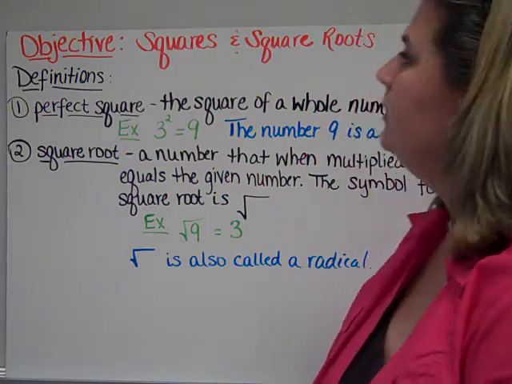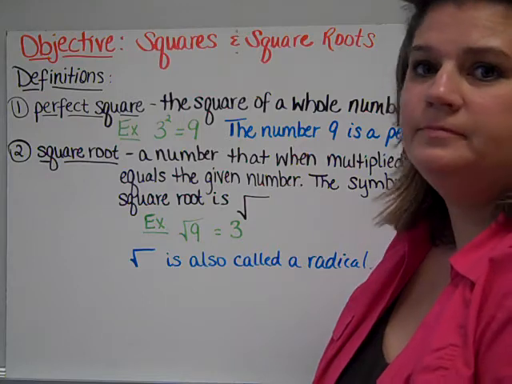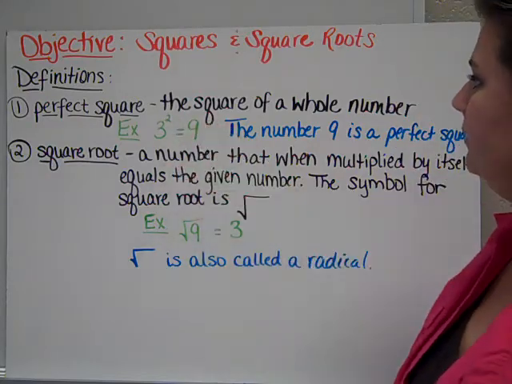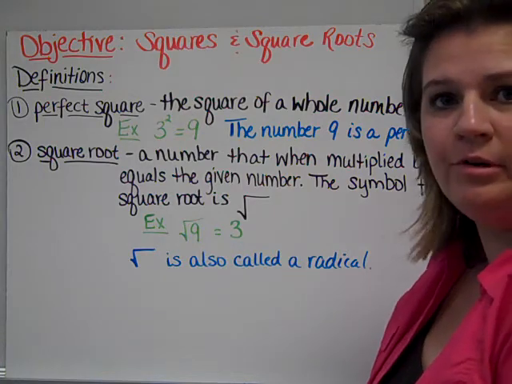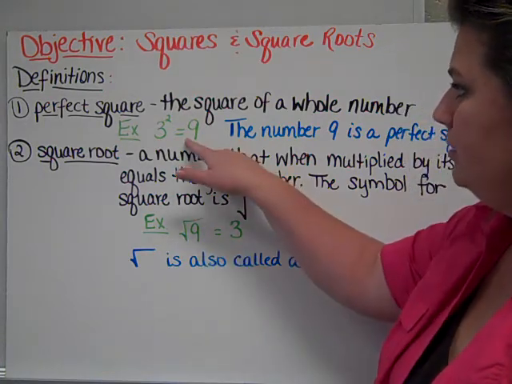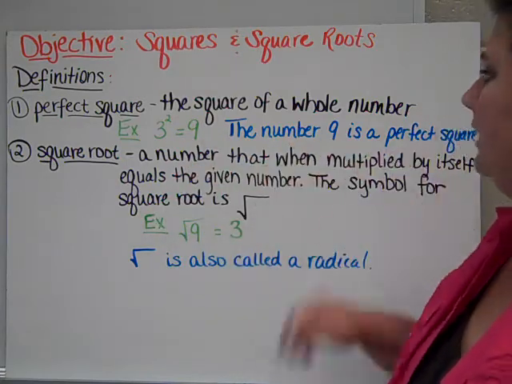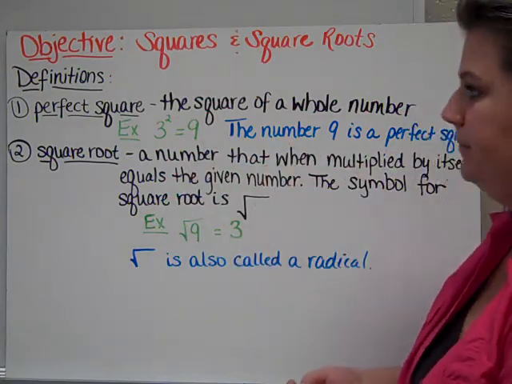Today's objective: squares and square roots. Let's go over some definitions first. Perfect square: the square of a whole number. For example, 3 squared, which means 3 times 3, is 9. The number 9 is what we would call a perfect square.